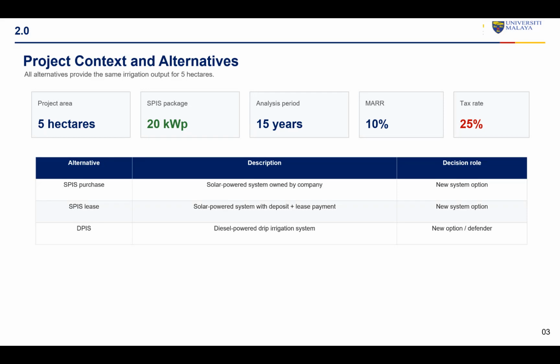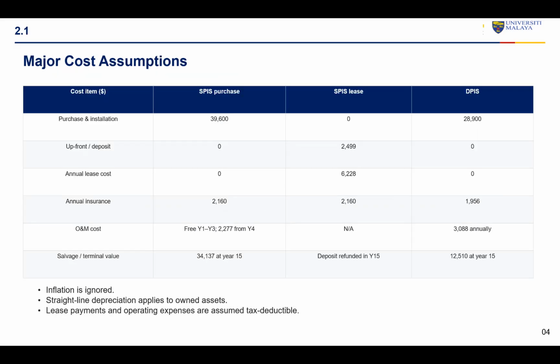The company's MARR is 10% and the corporate income tax rate is 25%. Since all alternatives deliver the same irrigation output, the decision is based on cost minimization. These slides summarize the main cost assumptions.